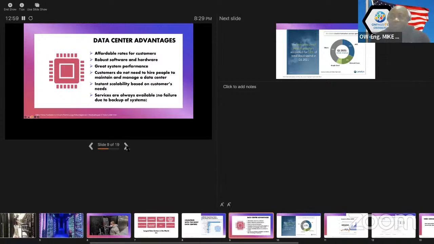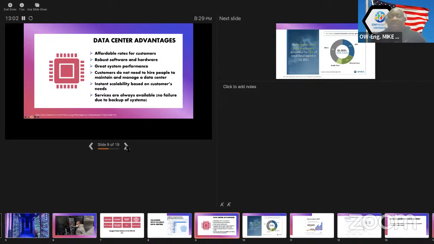Next slide, please. Now, we have the data center advantages. What are the advantages? Affordable rates for customers. That's what they offer a lot. Robust software and hardware, great system performance. Customers do not need to hire people to maintain and manage a data center. Then, instant scalability based on customers' needs. Services are always available, like there's no failure and backup in the system.